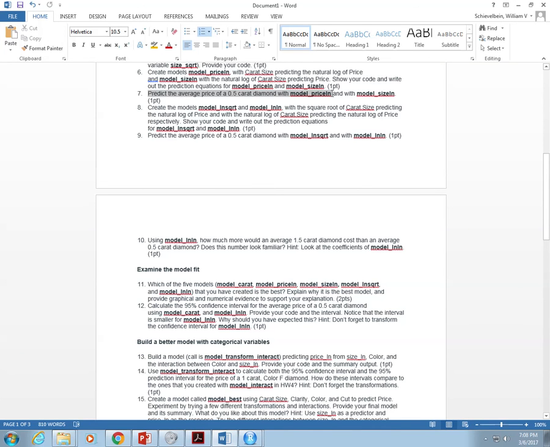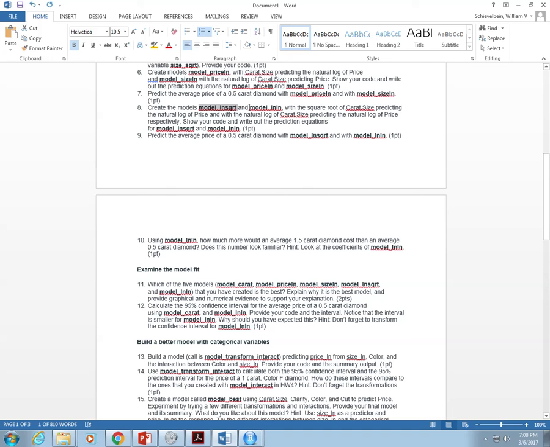So that's predicting the average price. And make sure you note that this average price is not just the price for a 0.5 carat diamond. So now we have to create two more models, log square root and log log, with the square root of carat size predicting the natural log of price. You'll notice that the way it works is the first one is what the y variable is transformed by, the second one is what the x variable is transformed by.